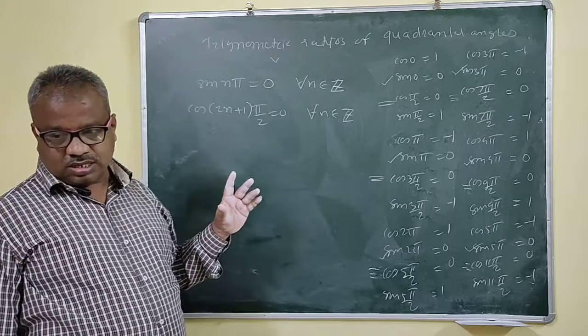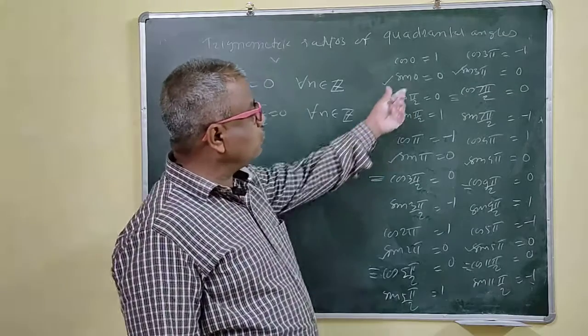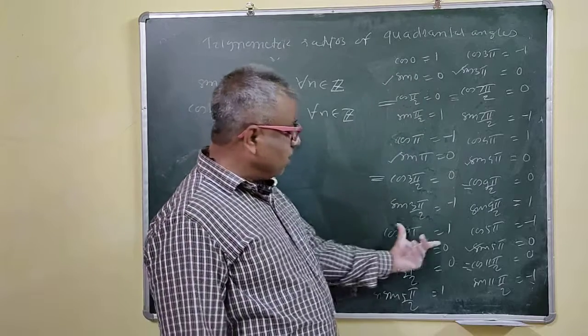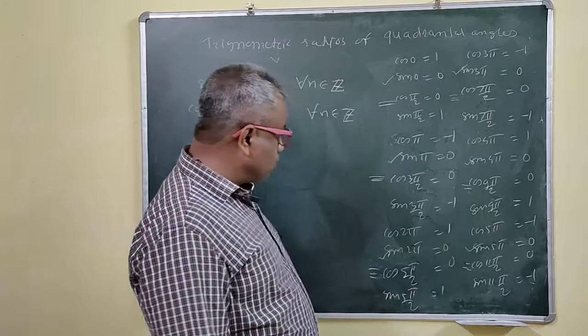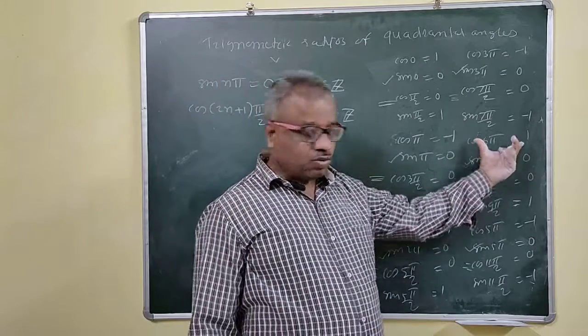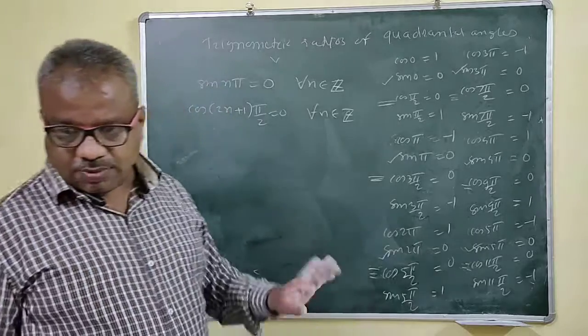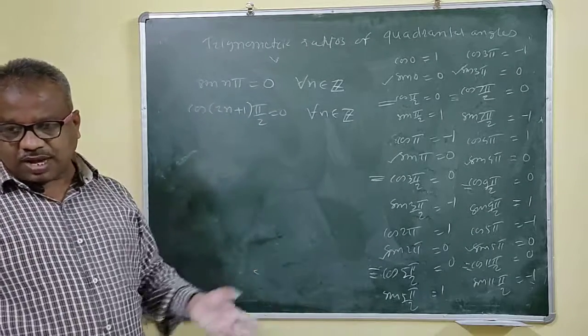Minus 1. And what about cos 0? Cos 0 means 0 times pi. This is an even number. So cos 2 pi is 1, cos 4 pi is 1, cos 6 pi is 1. That means if the number is even, even times pi gives plus 1. Odd times pi gives minus 1.